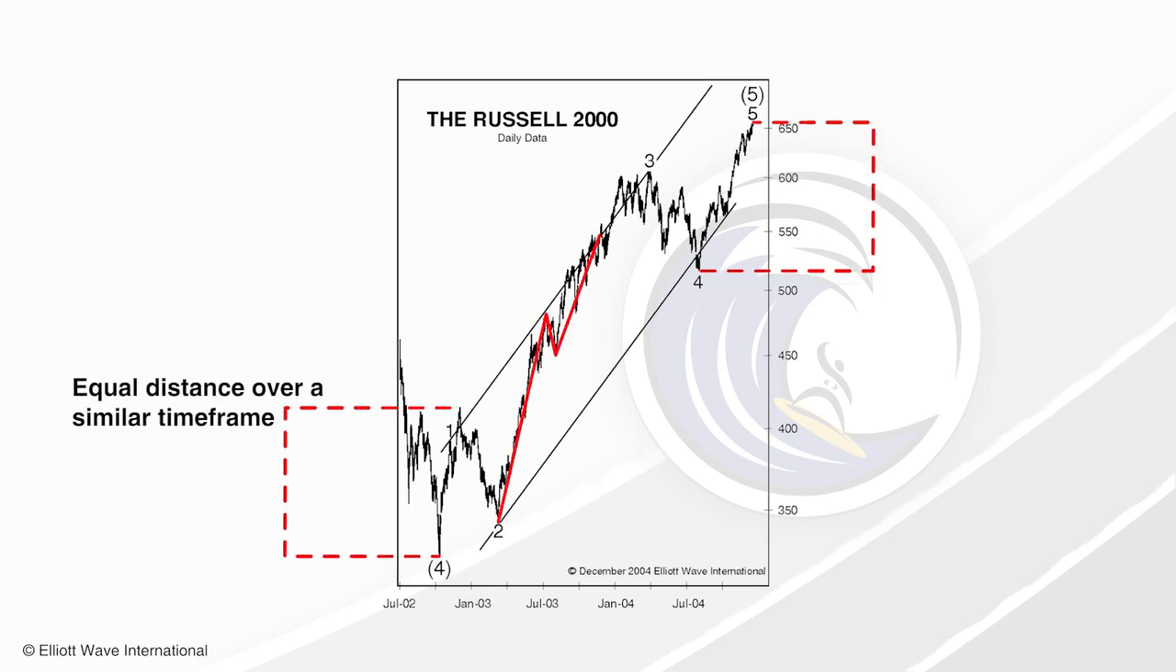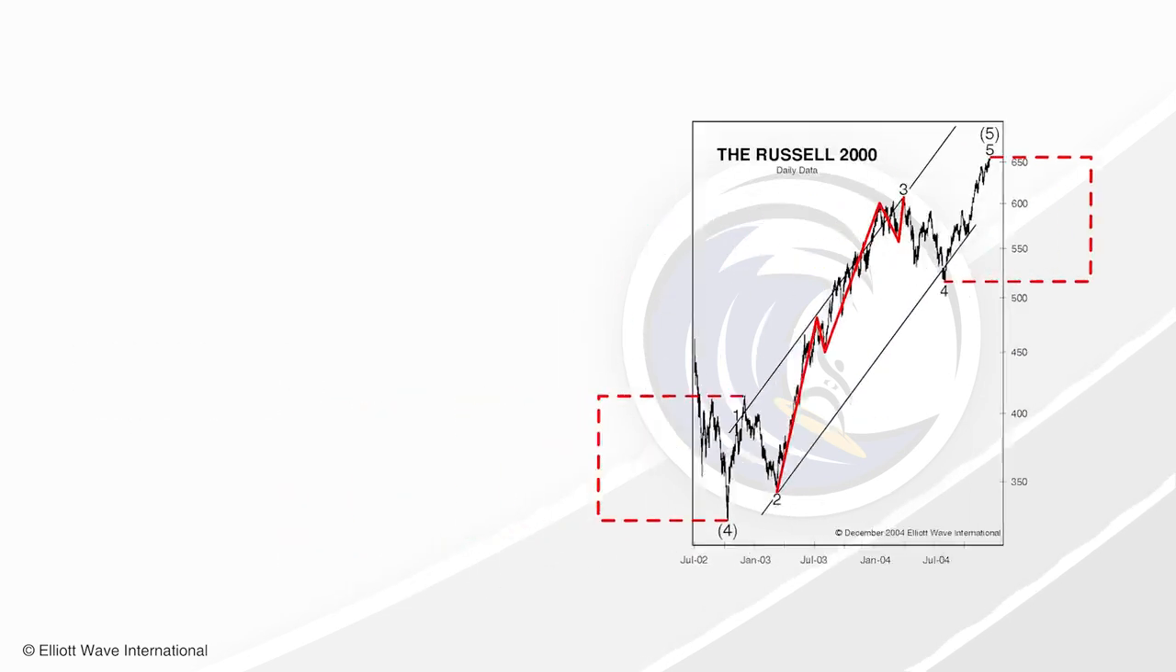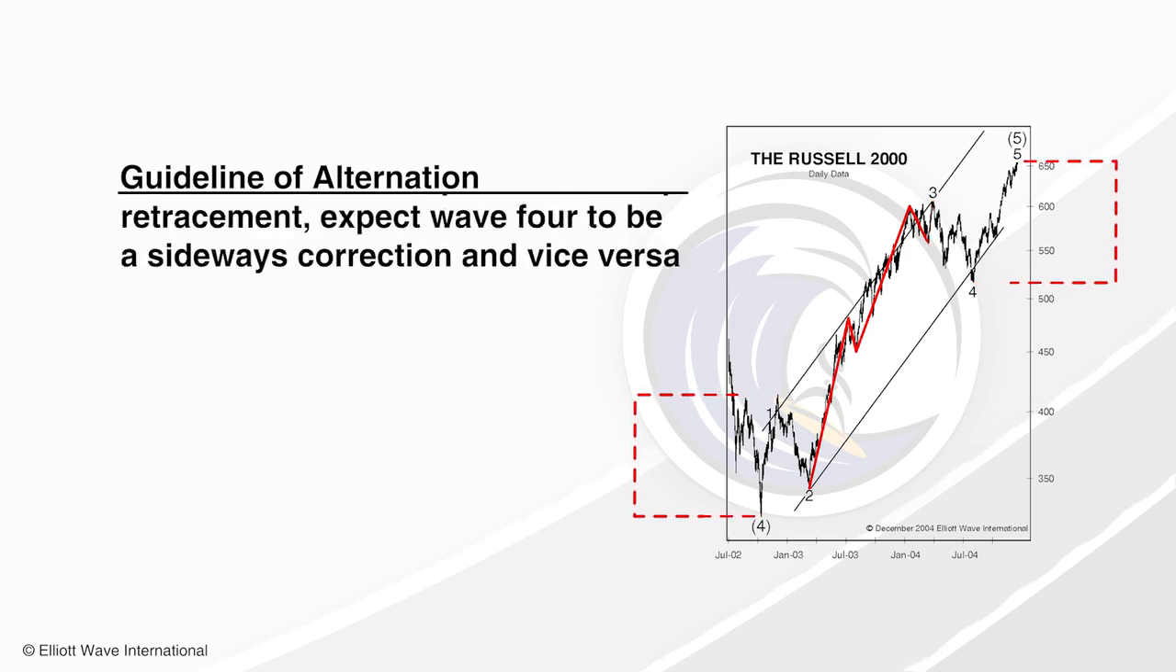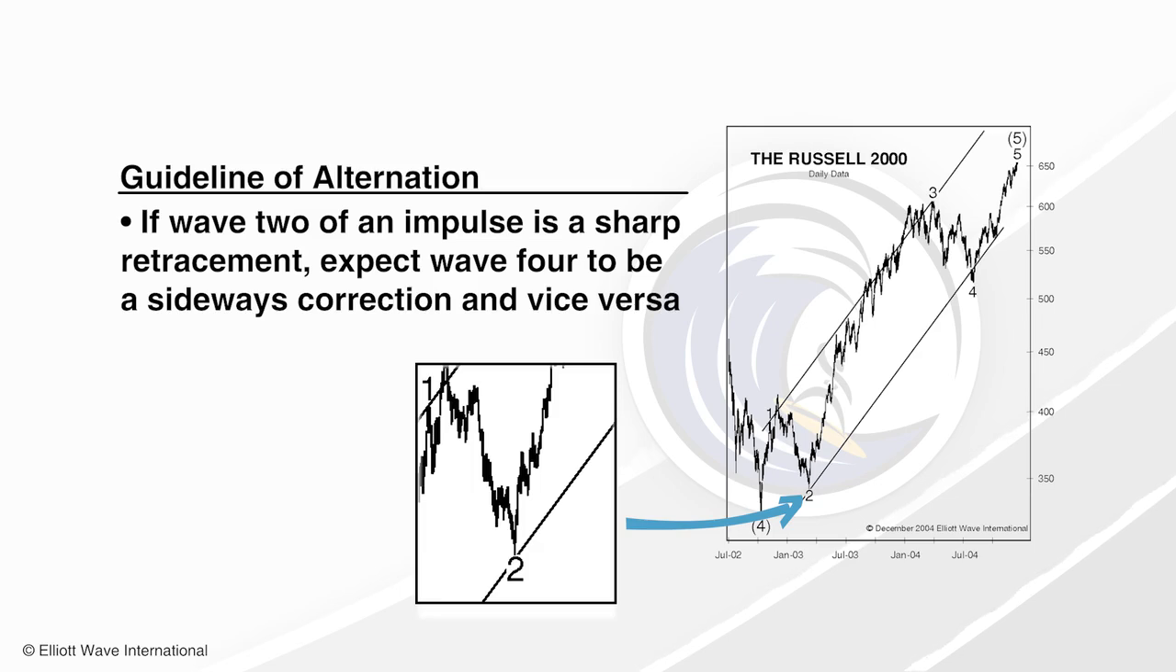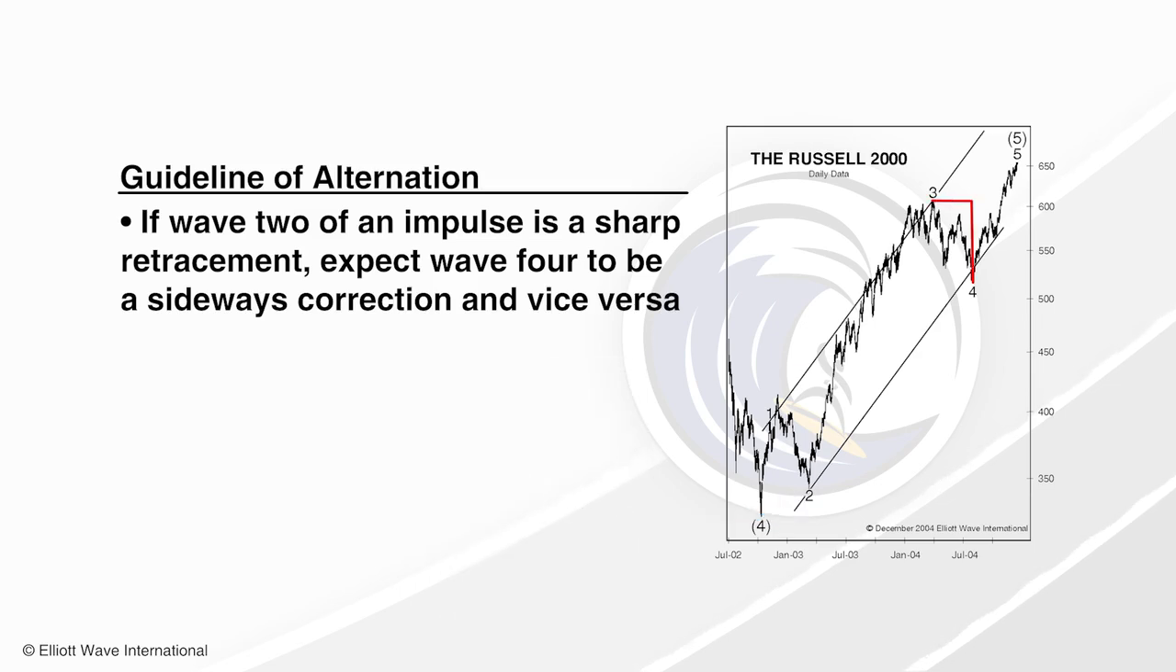Wave 3 is extended. The guideline of alternation states that if one of the corrective waves in a 5-wave sequence is sharp, such as wave 2 here, then wave 4 will be sideways, and vice versa.